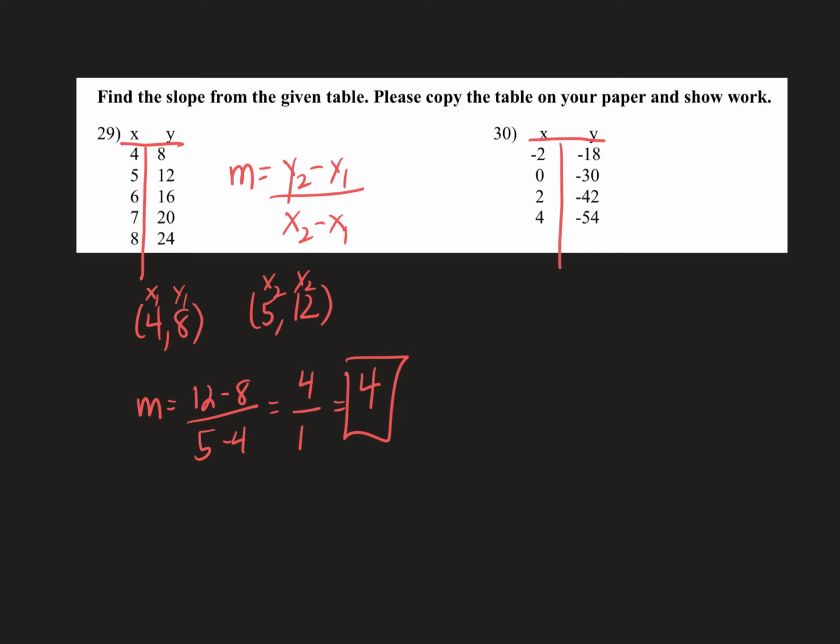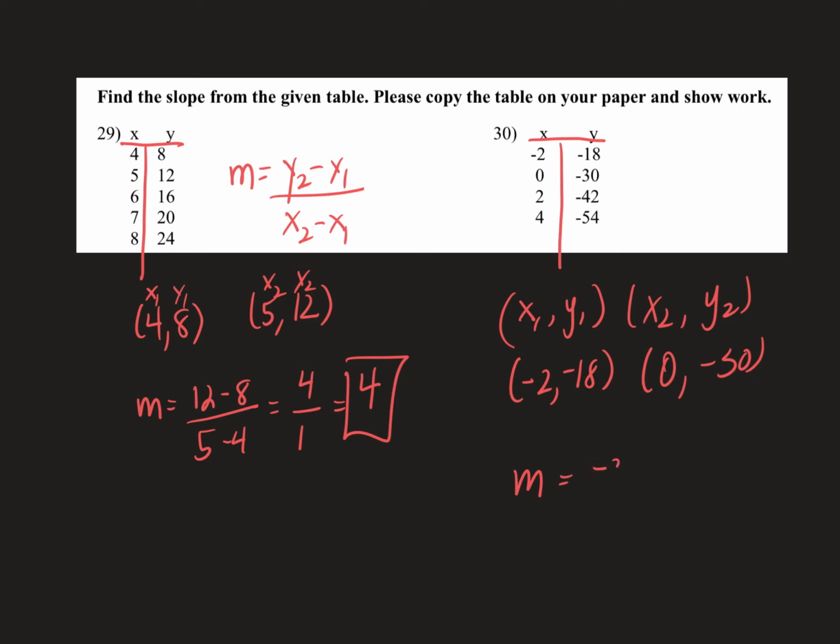For number 30, I'm going to use the same thing, x1, y1, x2, y2, and I'll just use the first ordered pair, -2, -18, and the second ordered pair, 0, -30. So slope equals y2 minus y1 divided by x2 minus x1. So -30 plus 18 is -12. 0 plus 2 is 2. So my slope is -6.